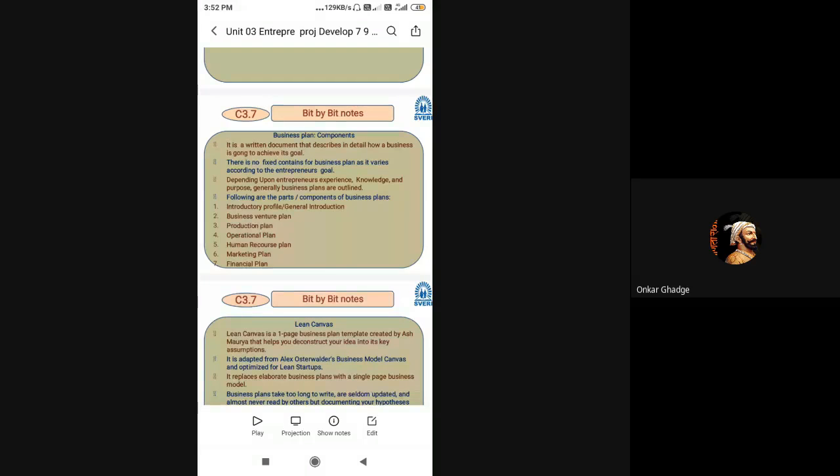Then leave policy. So how many leaves one person should take, how many medical leaves should be taken, right? So how many emergency leaves, how many casual leaves should there be. So HR has to write in the HR plan, this is the policy, and this should be percolated to all your employees and they should know this.